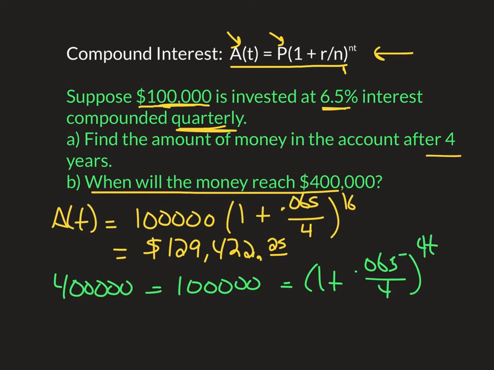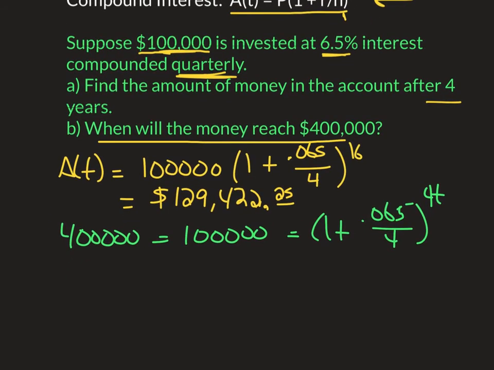So this one, I'm just going to solve that equation. First thing I'm going to do is divide both sides by 100,000. That's 4. I'm going to go ahead and work out my parentheses at the same time, which is just adding what's in my parentheses.